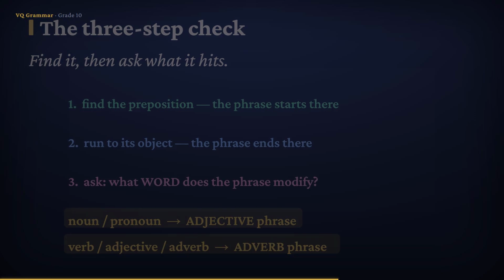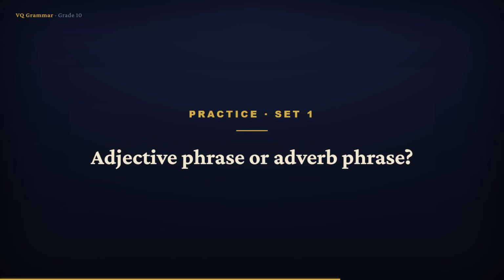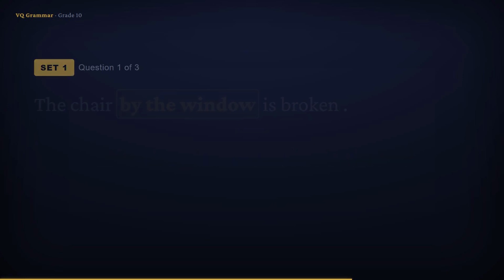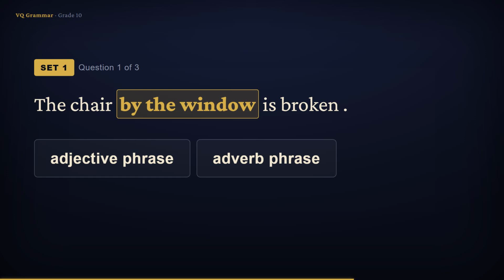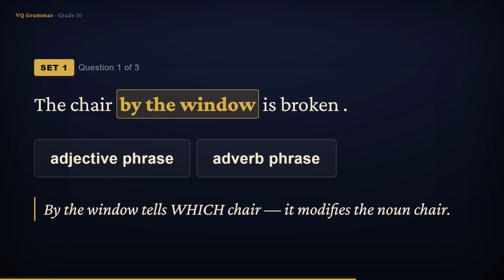Let's try some together. In this first set, I will highlight a prepositional phrase inside each sentence. Your job is to work out what it modifies and then name it. Adjective phrase or adverb phrase. Pause the video and choose before I reveal each answer. The chair by the window is broken. Ask what word the phrase lands on. Which chair? The one by the window. The phrase is telling us which chair, so it modifies the noun chair. That makes it an adjective phrase.